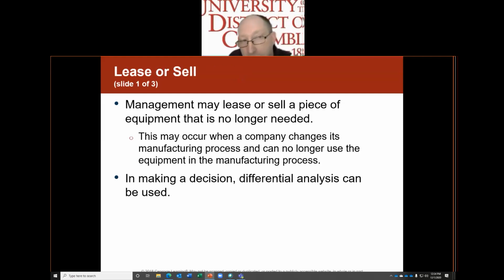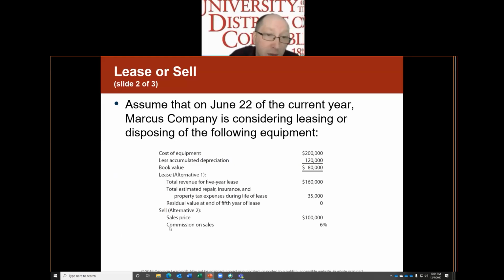In the lease or sell decision, management may lease or sell a piece of equipment that we no longer need. This occurs when a company changes manufacturing process, no longer needs the equipment to do that process. Using this decision, we would do differential analysis to make that decision.